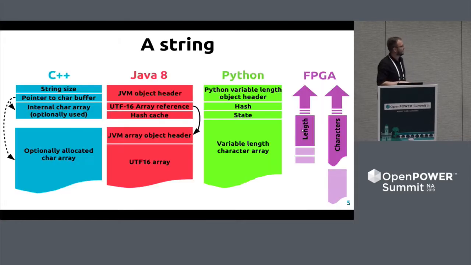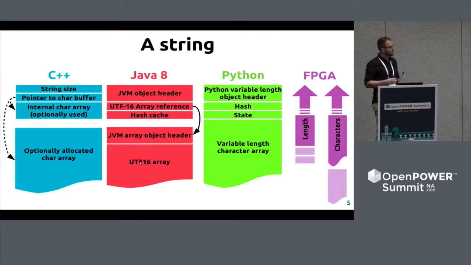Just to give an example, I have a few memory layouts of a string object in different language runtimes on the left. I have it for a few popular ones, but we could come up with others, and they would all look different. For C++, we have the size of the string and then a pointer to a character buffer, but sometimes it uses an internal character array if the string is not too large. In Java, it looks different again. I will not go into details too much. Even the encoding of the characters is different. And then in Python, it's again different.